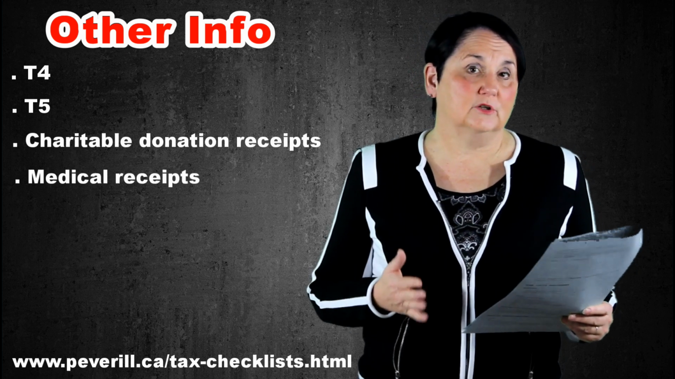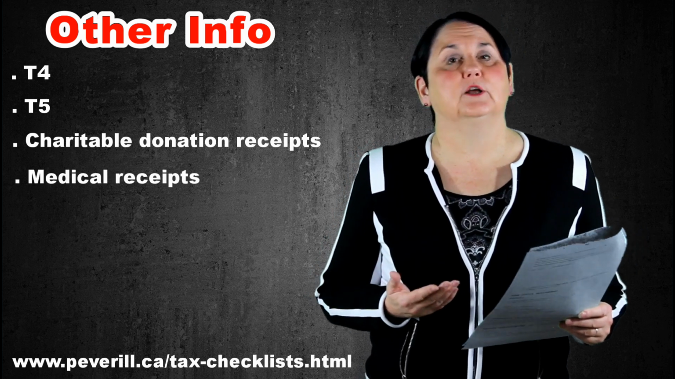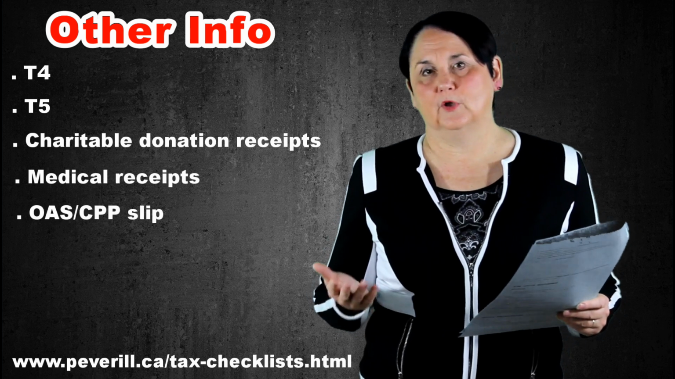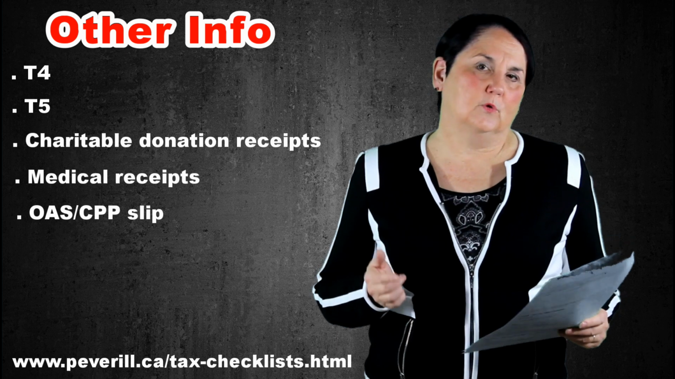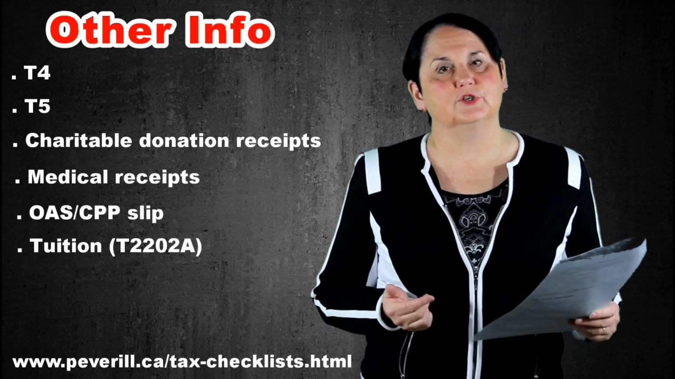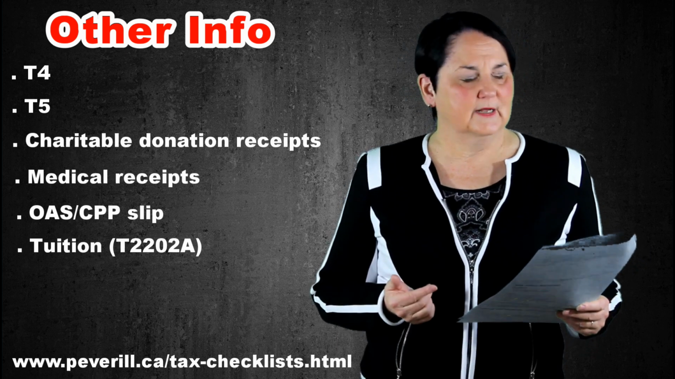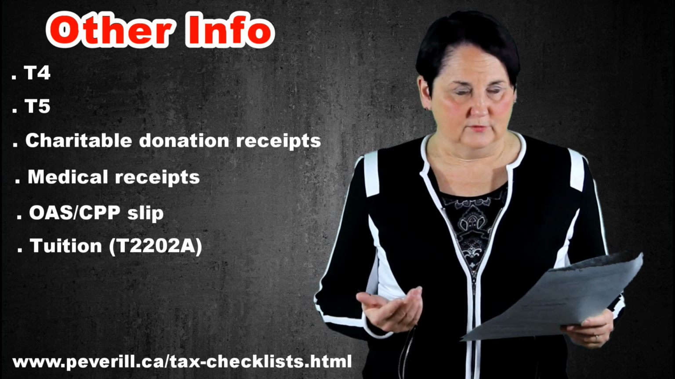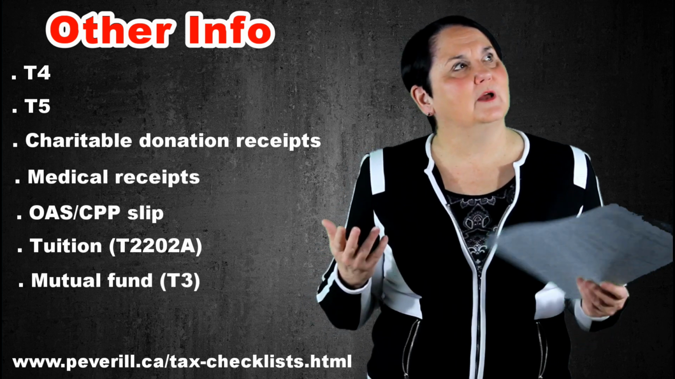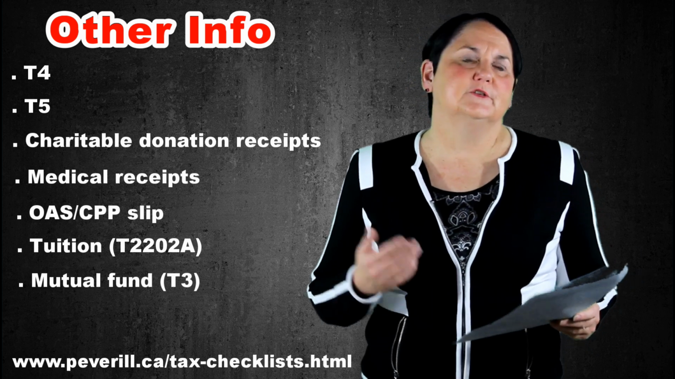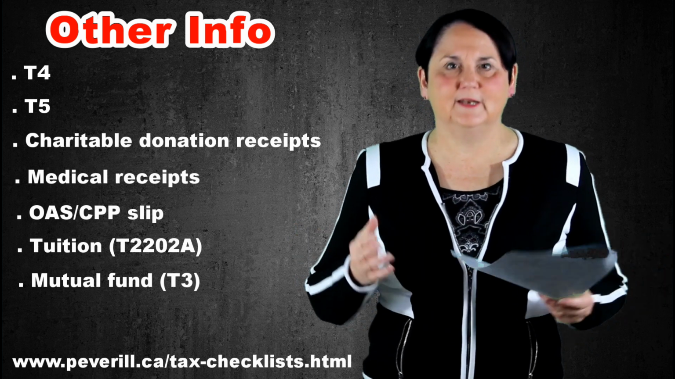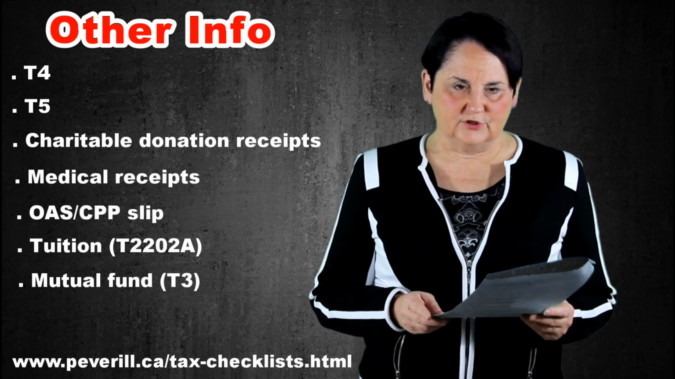If you've got medical deductions, then we need to see all the receipts for that. If you're getting Old Age Security or Canada Pension, there's a slip. If you're claiming tuition for yourself or for a child, the T2202A is an important part of that. And if you have mutual fund investments, then there's going to be a T3. So that kind of stuff is all added together to do your personal income tax return.